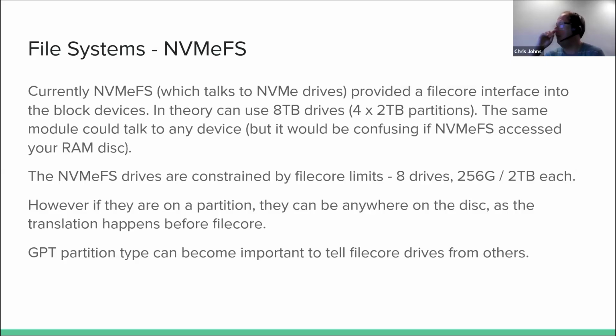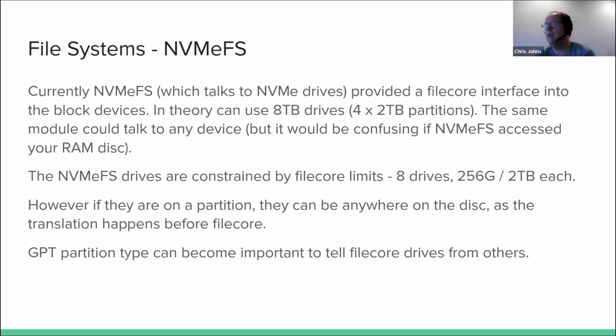They can be anywhere on the disk, like I said before, so there's no reason they need to be at the front of the disk, as they would be if you were accessing the hardware through a Filecore filing system. And yeah, the partition type, I can see that's going to be important to tell Filecore drives from everything else. At the moment, NVMe-FS just kind of goes out and will talk to any drive and stick an icon on for it. But if you start having Linux partitions, then you don't really want an icon for those because it's not going to work. You click on it, it'll just go, this drive's not formatted.